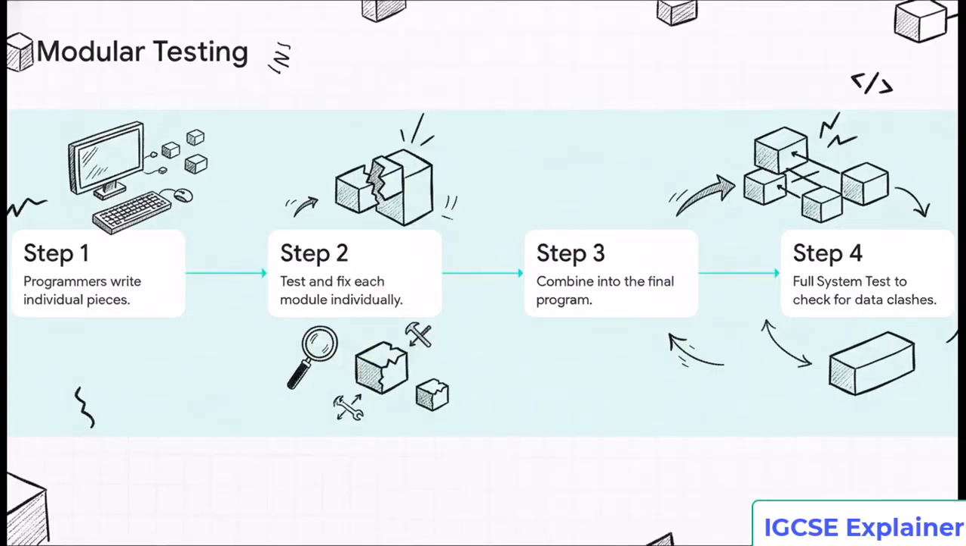First, programmers write the individual pieces. Then, testers interrogate and fix each of those modules independently. Only then are they combined into the final program for a full system test. And that final step? It's not just a repeat. It's a targeted hunt for data clashes and memory leaks, things that only trigger when these isolated parts are forced to talk to each other for the very first time.